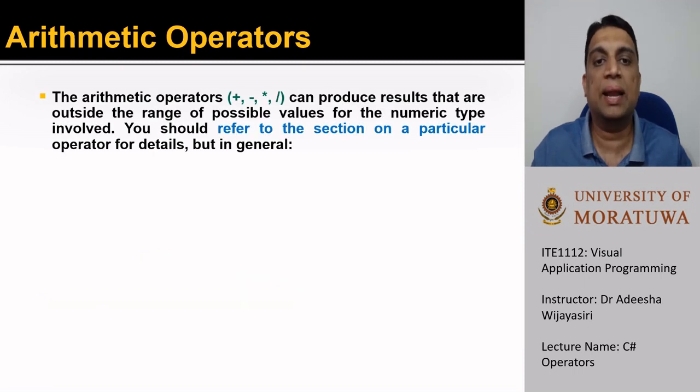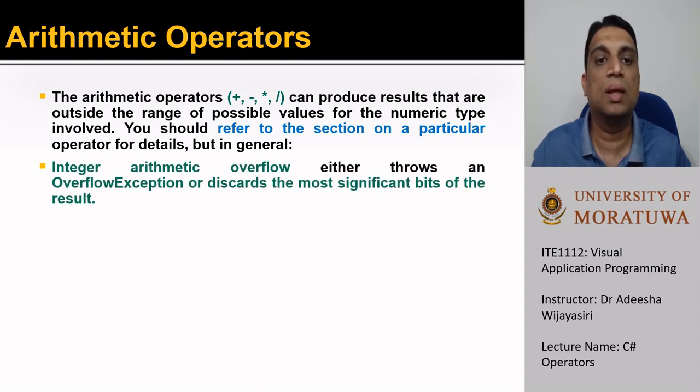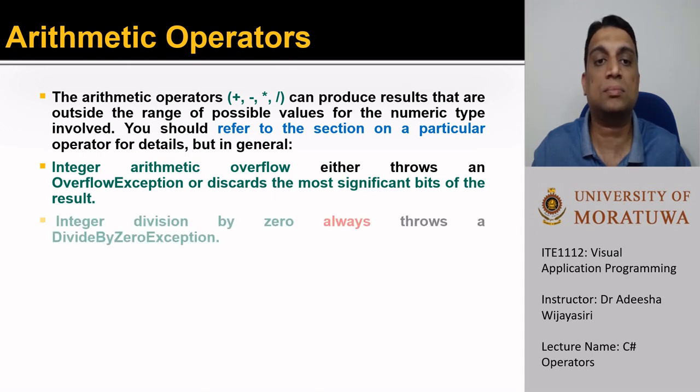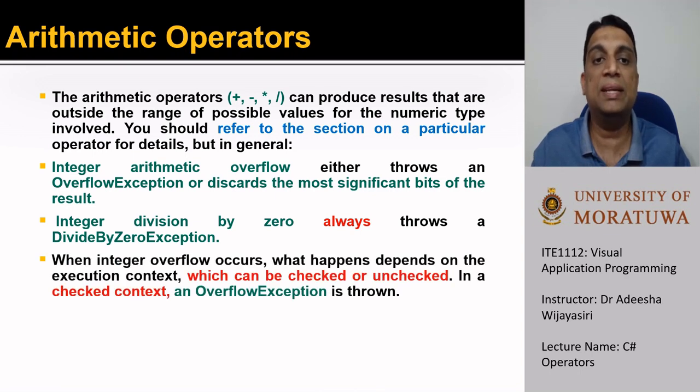Arithmetic operators can produce results which are outside the range of possible values for the used numeric type. A few examples are: when integer arithmetic overflow occurs, it can throw either an overflow exception or discard the most significant bits of the result. Integer division by 0 throws a divide by 0 exception. When integer overflow occurs, the execution context decides whether to throw an error or ignore the error and continue.